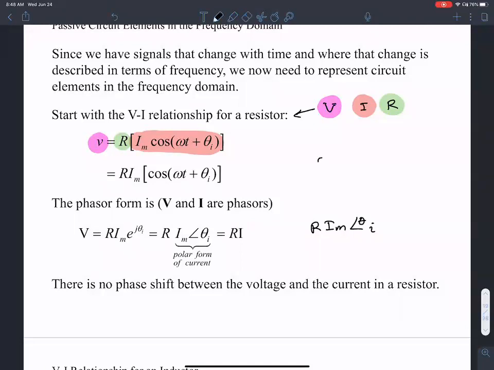When we apply a sinusoidal wave to a resistance, the output is also a sinusoid wave with the exact same phase. The phase is exactly the same. There's no change in the phase angle.